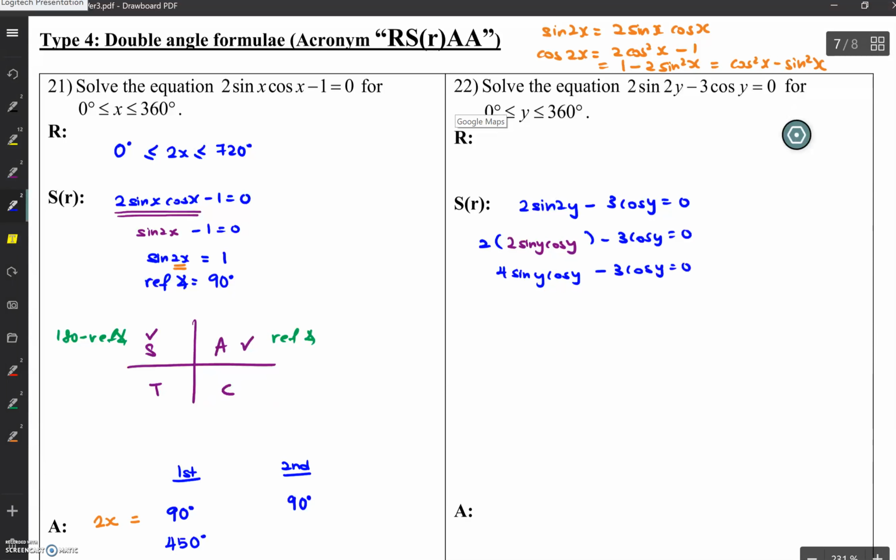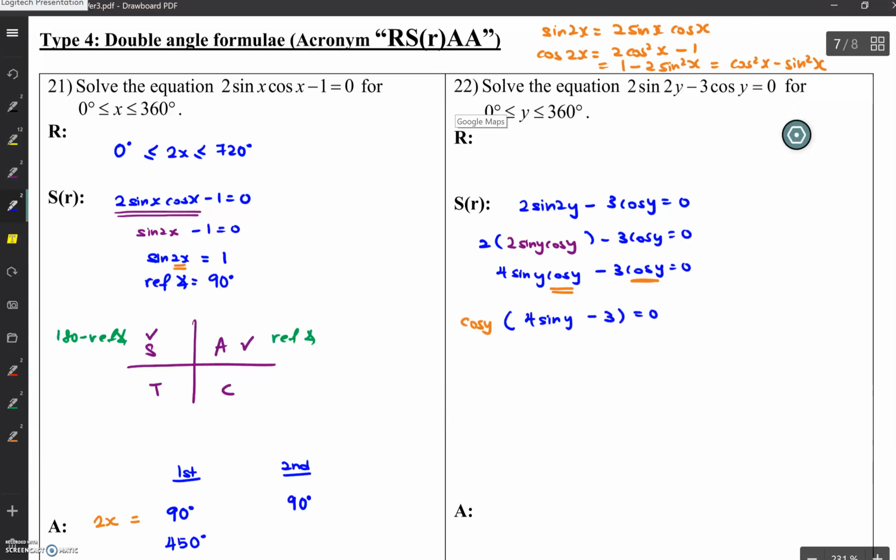Okay, so now we have all y's already. But the thing is now I still have sine y cos y as well as just cos y. So I can't do this unless I'm able to factorize it out so that it can become maybe two different equations. For this case, do you realize that there is actually a cos y here and a cos y here? Meaning, I can actually factorize. So once I factorize this out, I will get cos y times 4 sine y minus 3 equals 0.